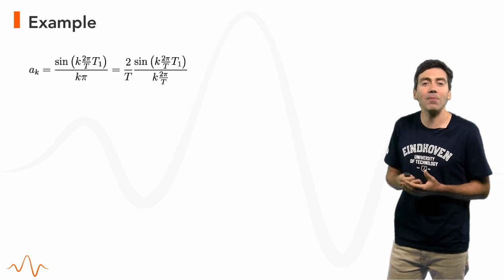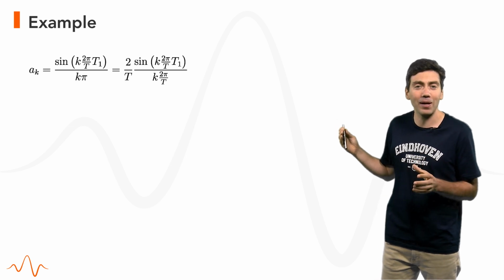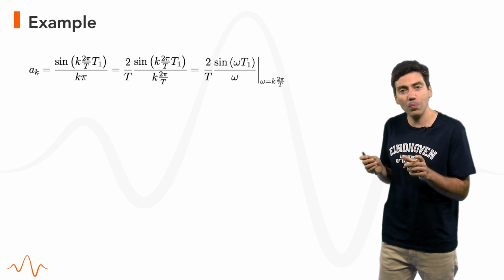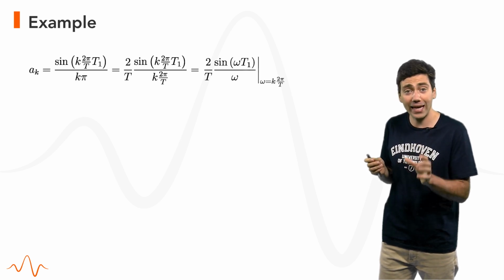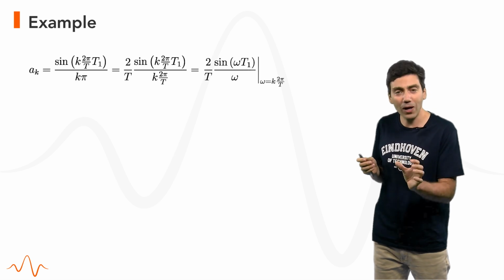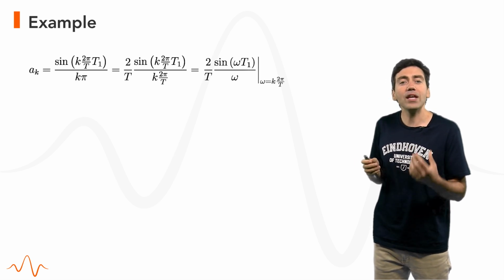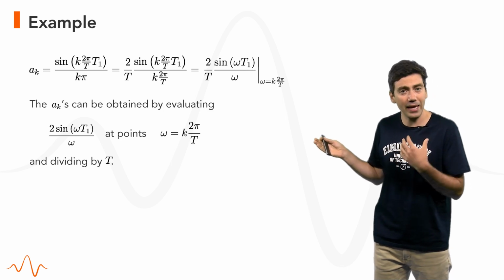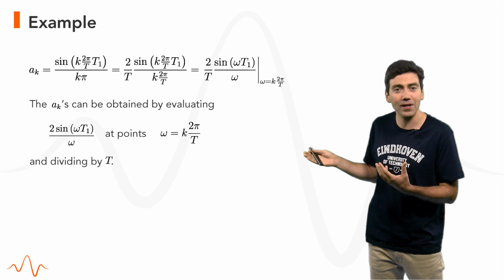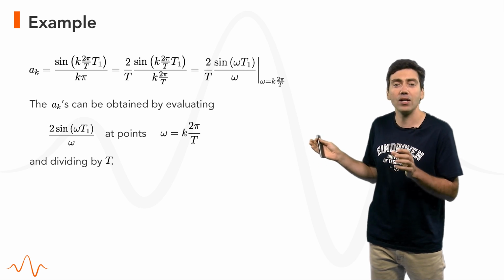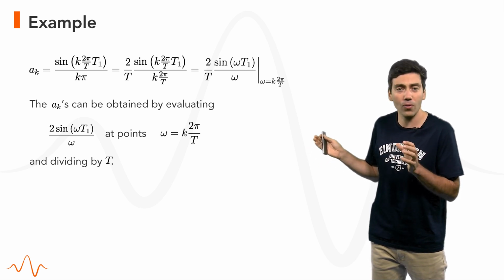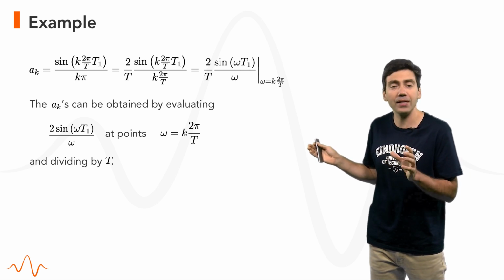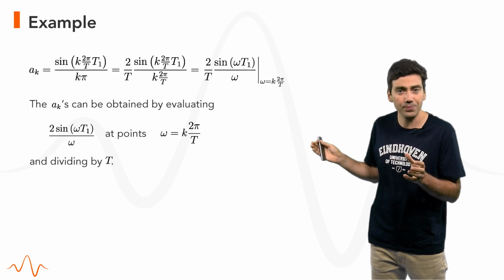Actually, if we multiply both the numerator and the denominator by 2 pi over capital T, it becomes even more similar. And if we call 2 pi over capital T times k, omega, so omega equals 2 pi over capital T times k, we then obtain that the coefficients, the a_k's, can be obtained by evaluating this function 2 sine of omega T1 over omega at the points 2 pi over capital T times k, and then we still need to divide it by capital T.